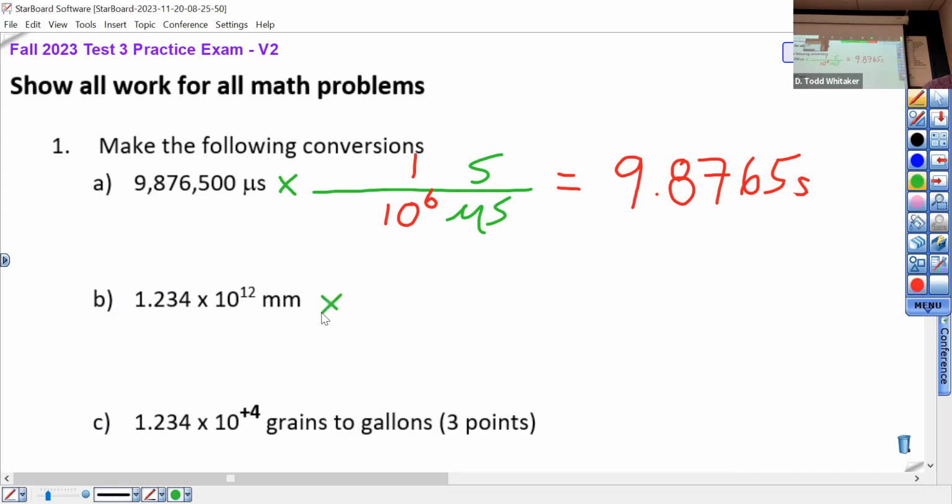And then I have millis on the bottom, getting rid of millis and getting me meters. The big one this time is meters. And there's how many little millis?